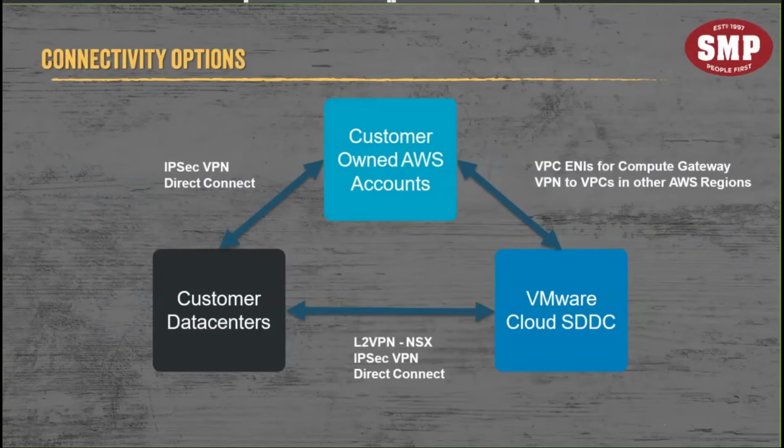So you'll see that there are multiple different ways to connect these together. Obviously the ENI is probably the best way to go from the customer-owned AWS account to the VMware VMC on AWS account, due to the costing and speed associated with it. And then as to how you get to your data center from those two accounts, there are several different ways depending upon what components you have available to you.